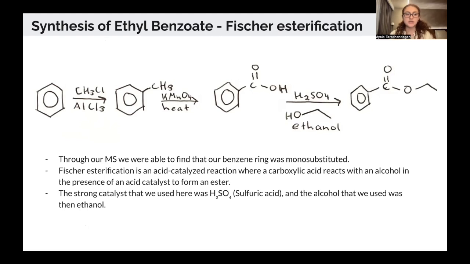as benzoic acid. And then we finally use Fischer esterification, which is an acid catalyzed reaction where carboxylic acid reacts with an alcohol in the presence of an acid catalyst to then form an ester. So here our acid catalyst was H2SO4 or sulfuric acid, and our alcohol was ethanol. And then we finally get our ethyl benzoate molecule.